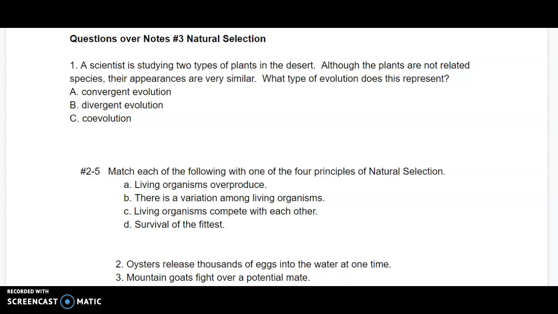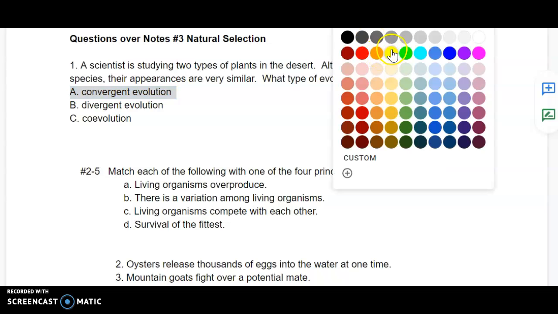They're both in a similar environment, so they're both going to need to adapt to the same conditions. So that makes them more alike in their appearance, in their behavior, or whatever it might be. They're becoming more alike because they're dealing with the same stressors in the environment. That is convergent evolution.